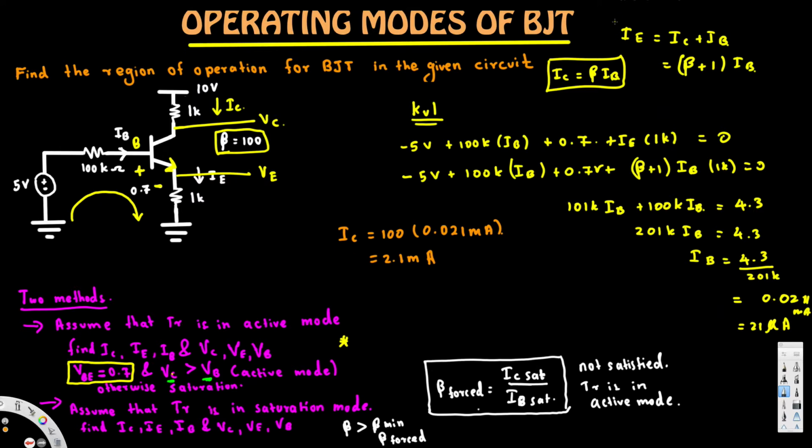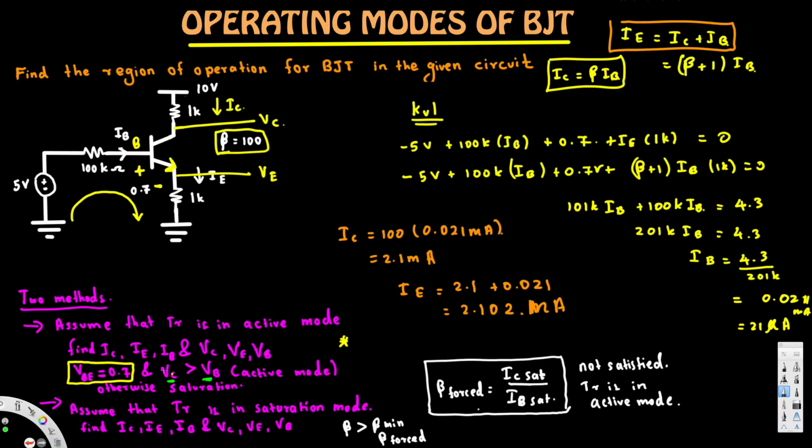The next thing is we know that IE is equal to IC plus IB. IB is 0.021, and then IC is 2.1, so this is going to be 2.102. IE is going to be equal to IC is what? 2.1 plus 0.021, so this is going to be 2.102. Now this is our IE value, milliampere. Okay, now we have IC.